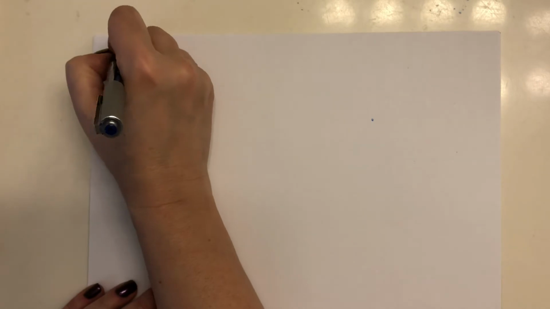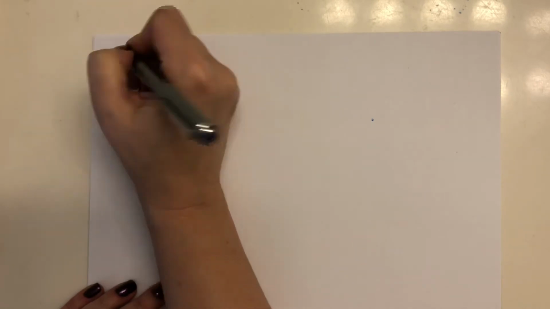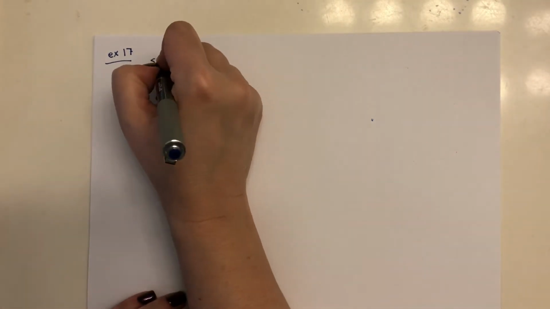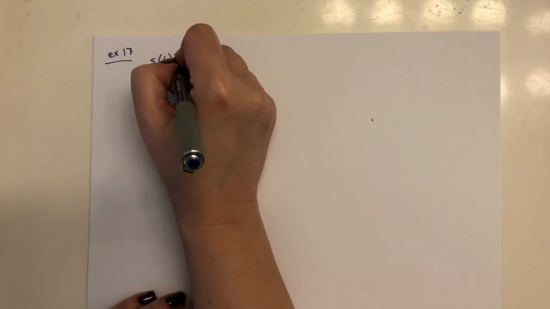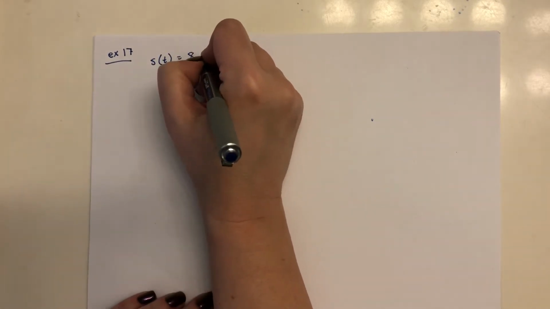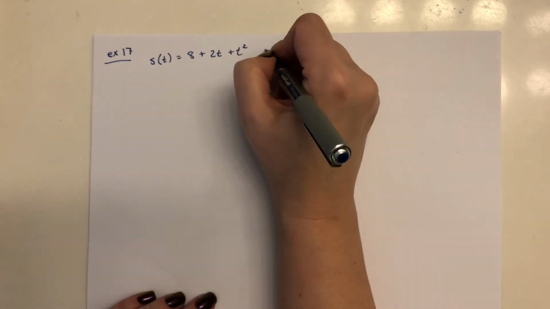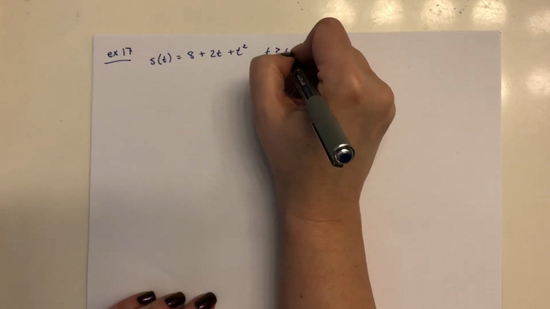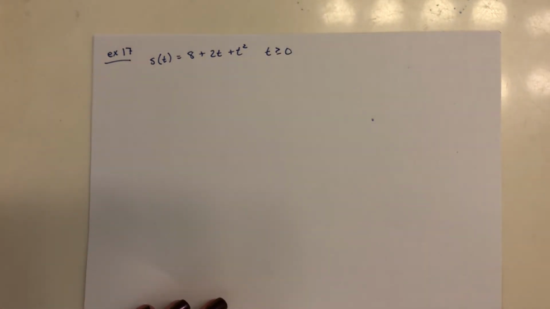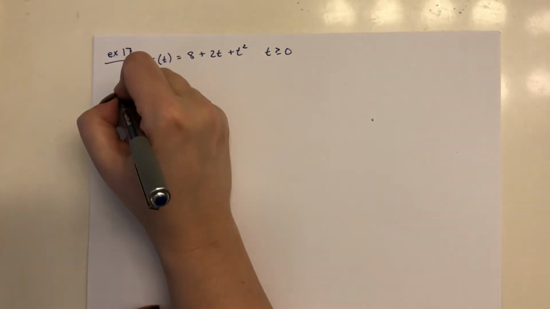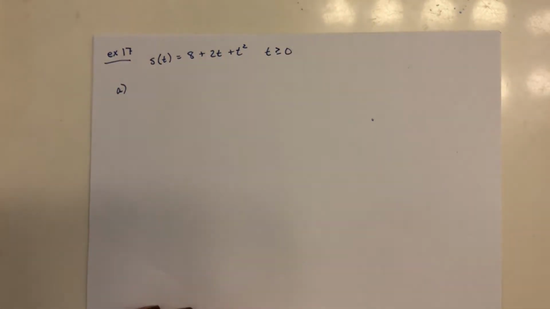Okay, so let's take a look at that first example. That's example 17 in your textbook. So example 17 says it would like the displacement for the particle. So here's your function that will give you the displacement. Notice that time as always says that it's greater than or equal to 0, and that's because we cannot travel backwards into time. Okay, so first thing, ask for your velocity function.